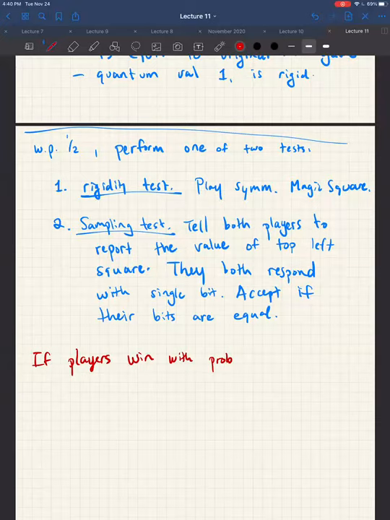I guess from their point of view, it's maybe more likely, but there's still at least some, I think it's a 1/9 chance or 1/18 chance that they're in the rigidity test. And so if they want to win with probability 1, then they can't afford to deviate even on that small chance. Yeah, good question. So probably 1 or extremely close to it.